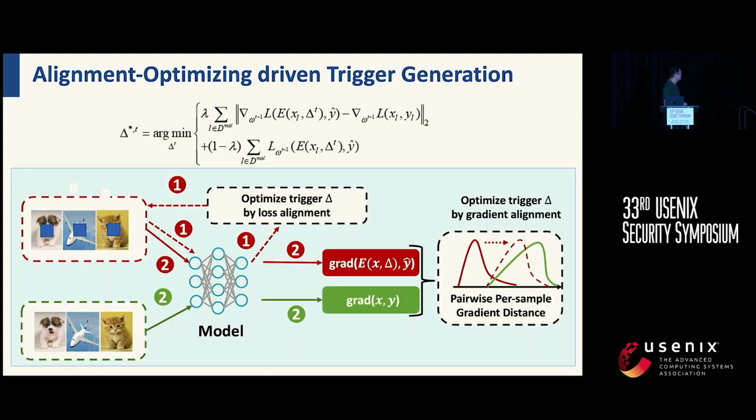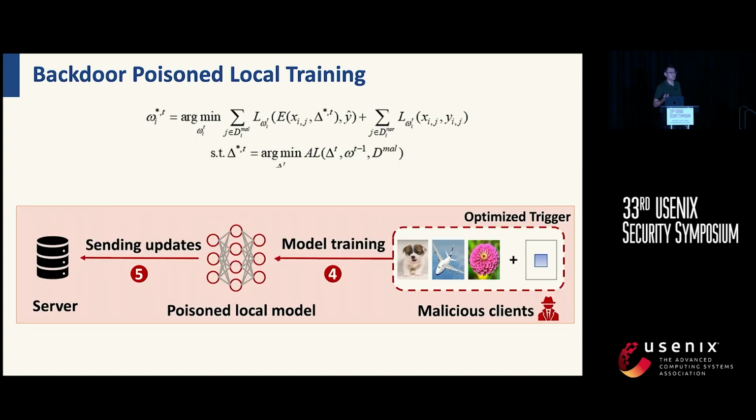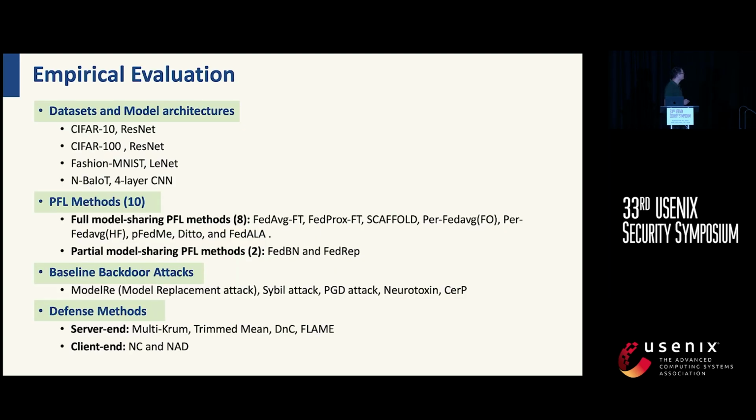So again, the first step, we optimize this trigger using the clean samples such that the loss and the gradient will be close to the loss and gradient on the clean samples, such that the forgetting effect from other benign clients will be small to the attacker. And then the second step is just like standard backdoor injection in the centralized setting. Okay, so that is the idea, that's the attack.